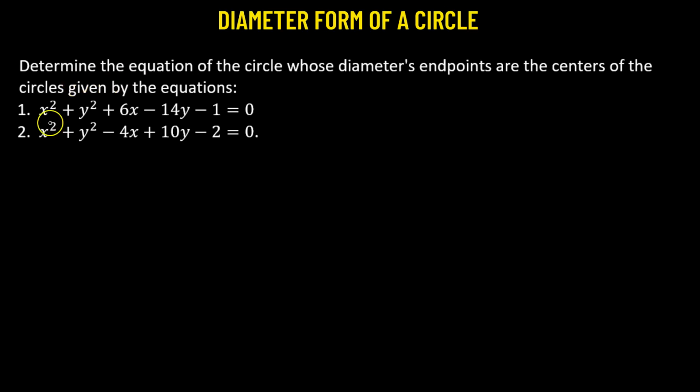So here we are given the equation of two circles. Now the two circles' centers, if we join them, that becomes the diameter of a third circle, and we need to determine the equation of the new circle so formed.